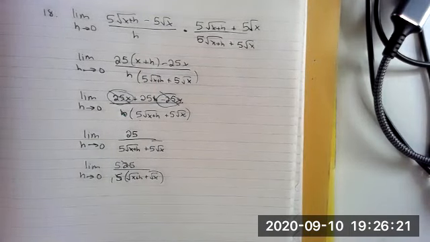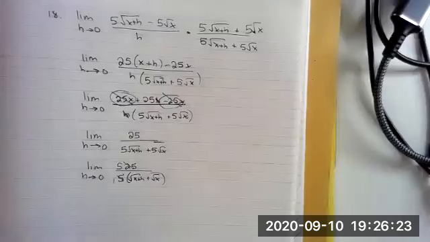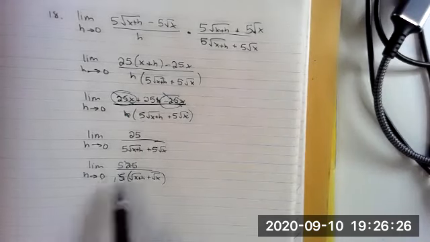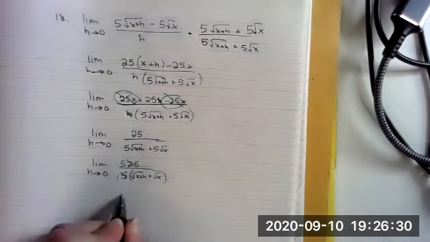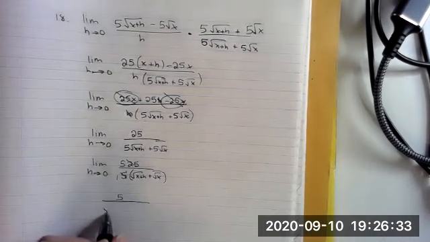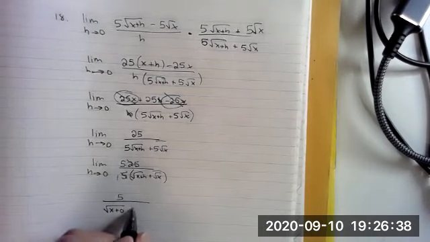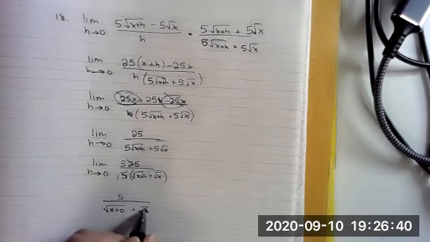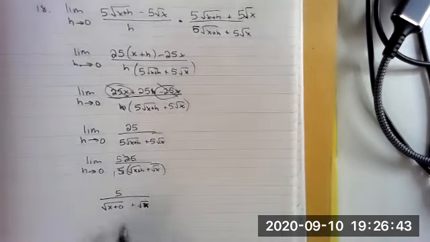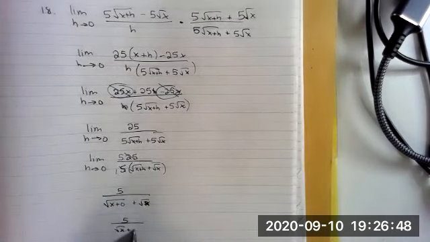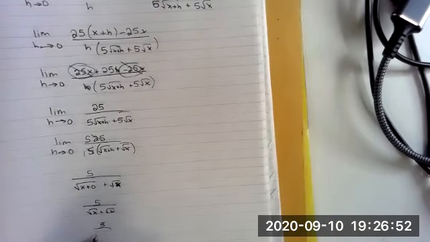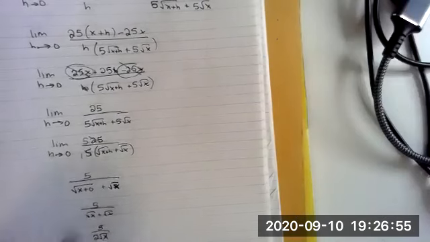Okay, so now it looks like I am safe. I can actually substitute 0 and not end up with a 0 denominator. So let's try that. So now I have 5 divided by the square root of x plus 0, plus the square root of x. That's going to be 5 over the square root of x plus the square root of x, or 5 over 2 root x.